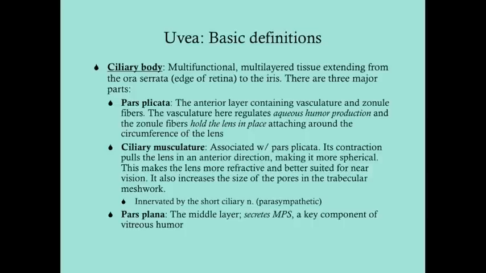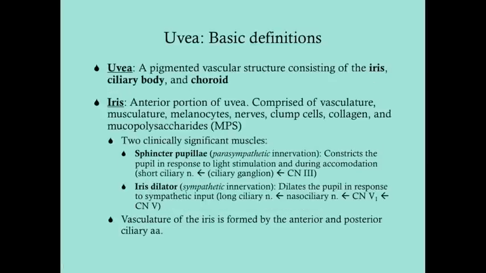And that's important when we think of anterior and possibly intermediate uveitis, because if you get a pathology of that vasculature and a breakdown of that blood aqueous barrier, you can get proteins and other abnormal components into the aqueous humor, and that can cause symptoms. The ciliary musculature is associated with the pars plicata. Its contraction pulls the lens in an anterior direction, and that makes it more spherical.